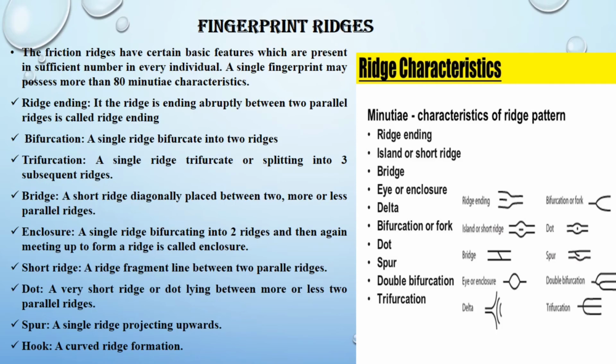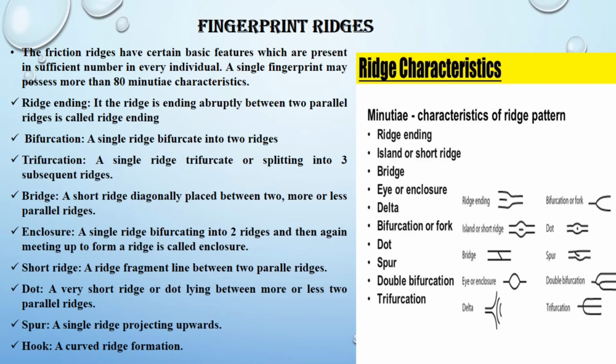In case of enclosure, it is also known as eye, as it gives a depiction of an eye-like structure. Enclosure is a single ridge that bifurcates into two ridges and then meets again to form a single ridge. So a single ridge splits into two ridges, then these two ridges come close again and meet to form a single ridge, and this kind of structure is called enclosure.